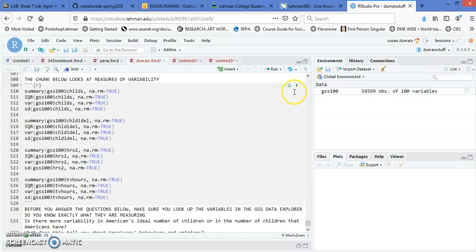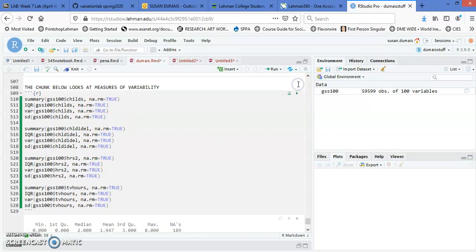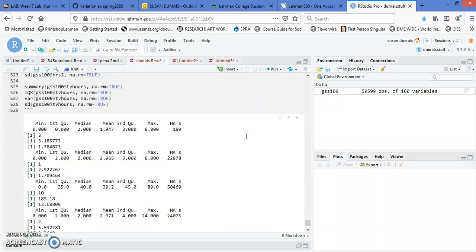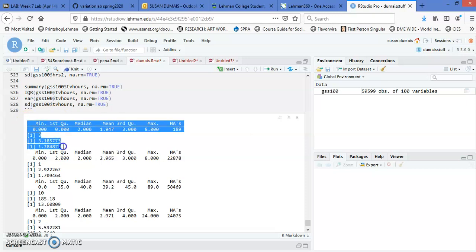So let's run this chunk. Notice for everything, we're including the na.rm equals true, so the missing values get dropped and we can accurately calculate the measures of variability. RStudio doesn't really separate it out nicely for us, so let me just quickly point out, this is for childs.